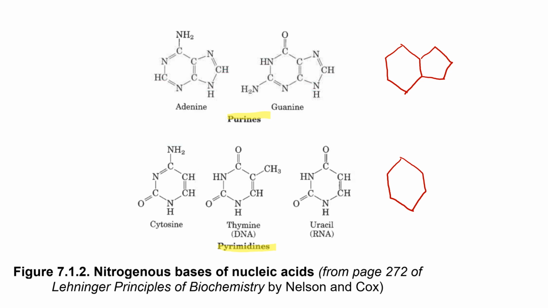To easily memorize this, I usually use the mnemonic PUGA 2, which stands for purine, and purine has guanine and adenine and have two rings.